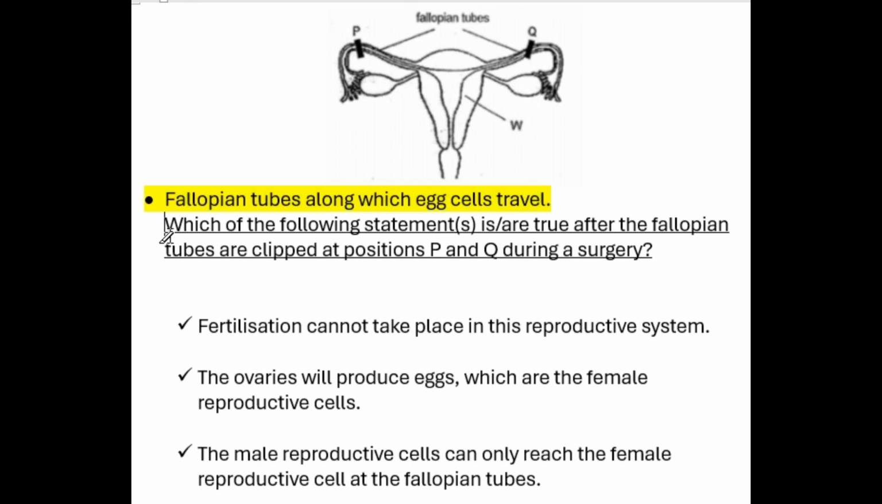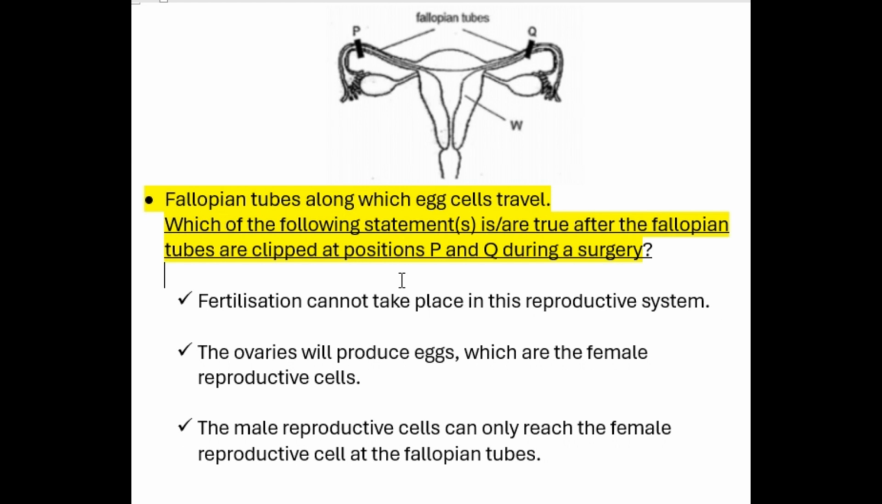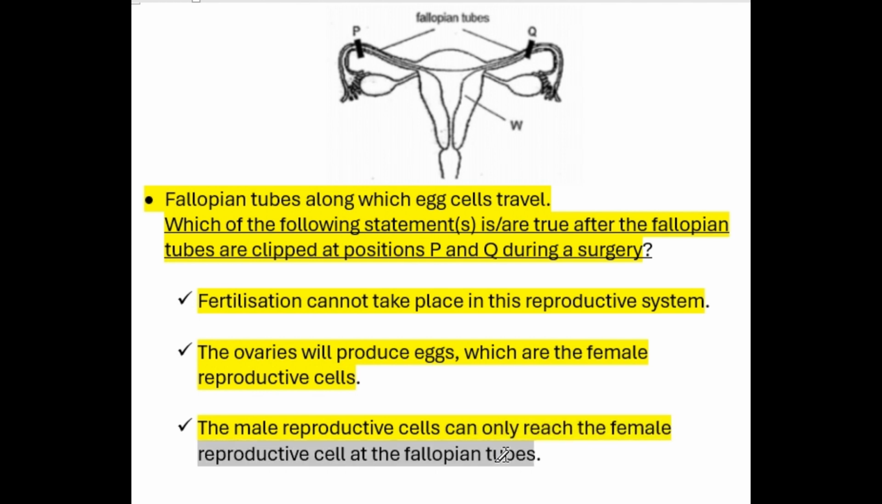Which of the following statements is/are true after the fallopian tubes are clipped at positions P and Q during a surgery? Fertilization cannot take place in this reproductive system. The ovaries will produce eggs, which are the female reproductive cells. The male reproductive cells can only reach the female reproductive cell at the fallopian tubes.